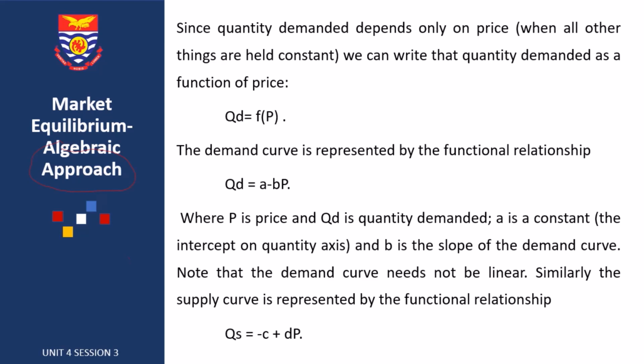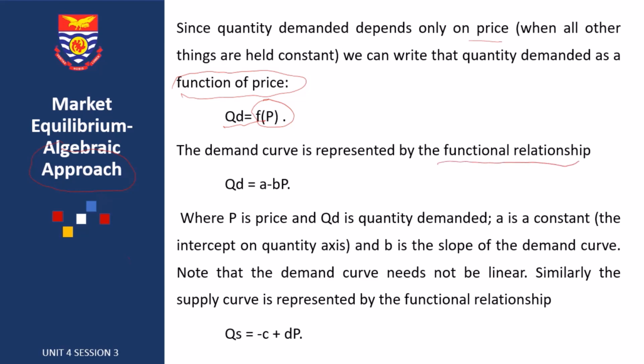Since quantity demanded depends only on price, when all other things are held constant, we can write the quantity demanded as a function of price. So quantity demanded QD will be a function of price, f of P. And the demand curve is represented by the functional relationship.